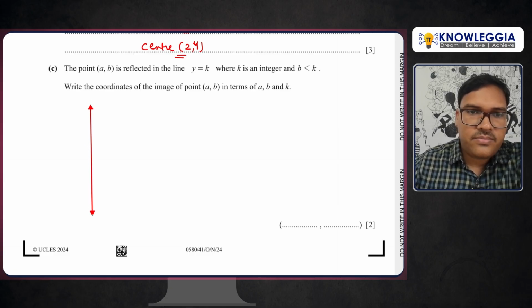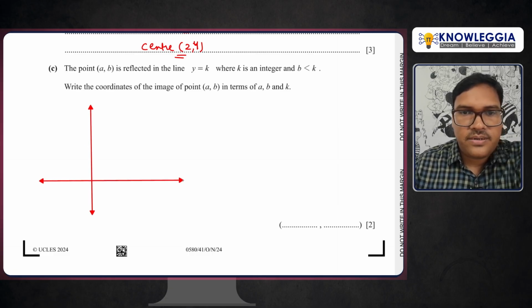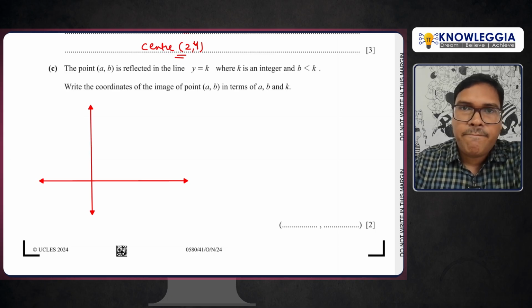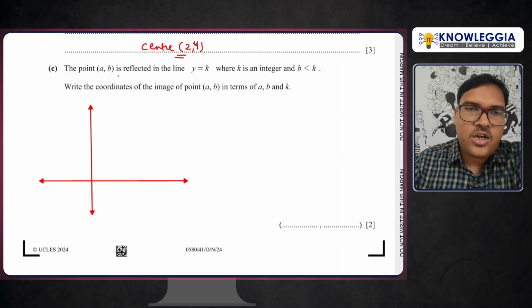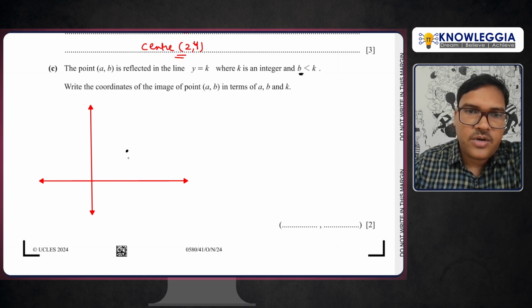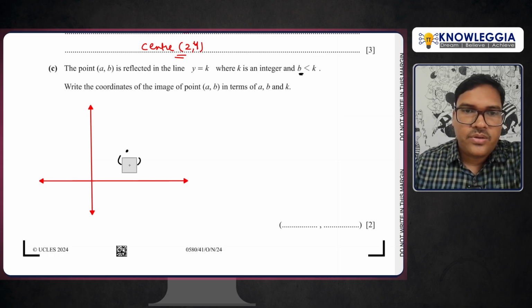Let's say this is just a random x-axis and y-axis. Now see, what we are saying is, let's say a comma b is reflected in the line y equal to k, where k is an integer and b is less than k. So let's say this is somewhere a comma b. This is the point a comma b.